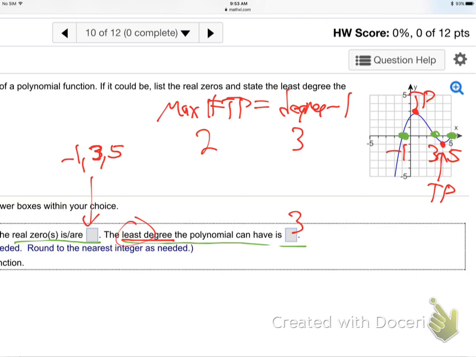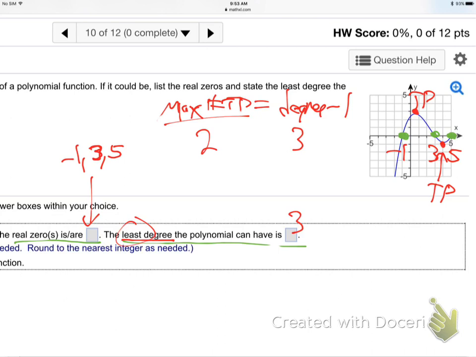Because there's only 2 turning points, and this is the max number of turning points. Whoops, I just erased it. This is the max number of turning points. So the degree could be higher. We don't know that's a 3rd degree function. We don't know, but we know it's not less than a 3rd degree function, all right?